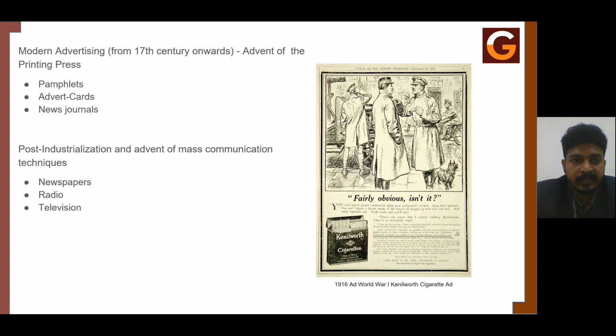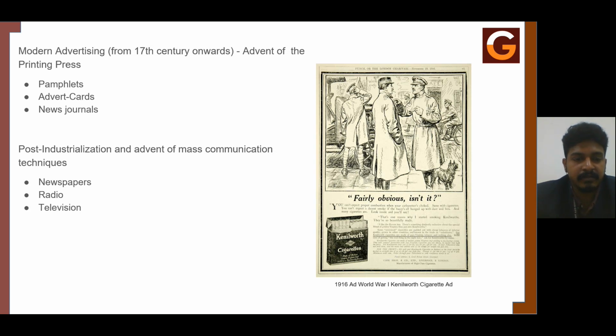You have a huge change in the way people advertise after the advent of the printing press, which made any kind of printing material cheaper and accessible for people. So people started printing out their advertisements in the form of pamphlets, small one sheet, two sheet papers, where they would give out information about the product that they want to sell.